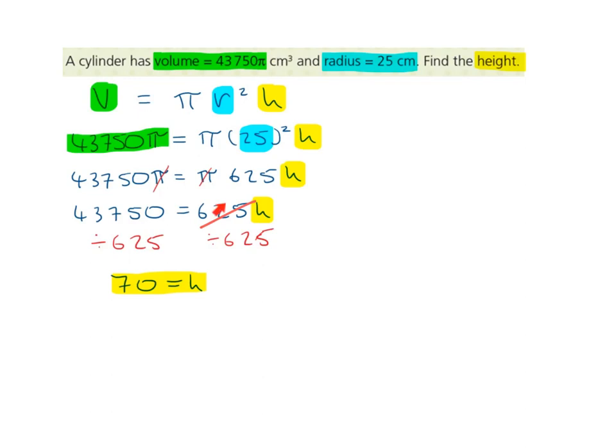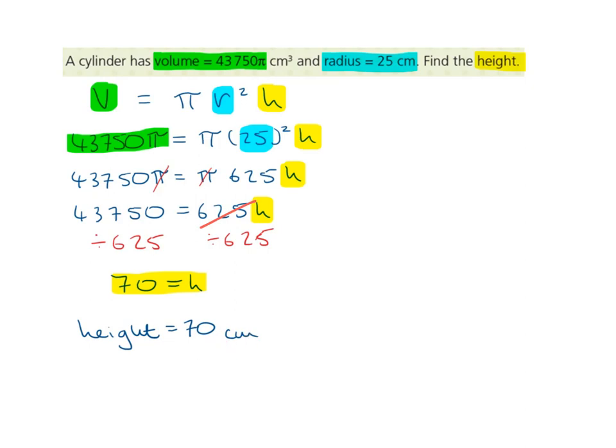So 625 divided by 625 is 1. So technically you'd have 1h, which is the same thing as h. But usually what we do is we just say we cancel out the number stuck in front of the h. So h is equal to 70, or 70 is equal to h. So the height is equal to 70 centimeters.